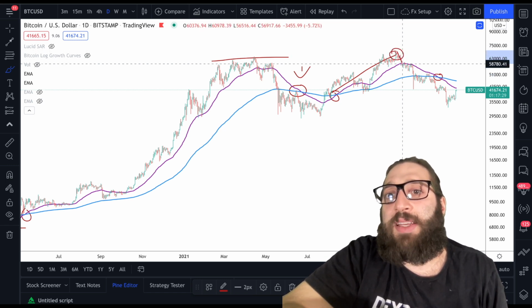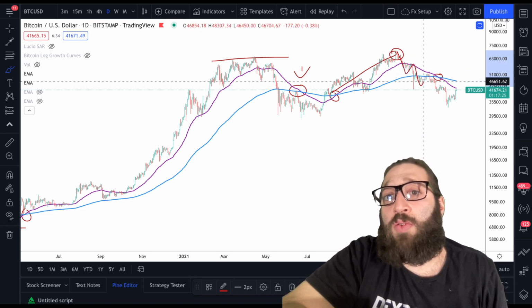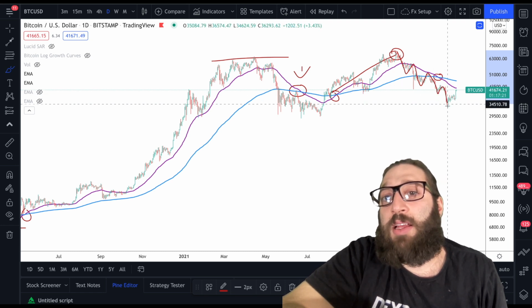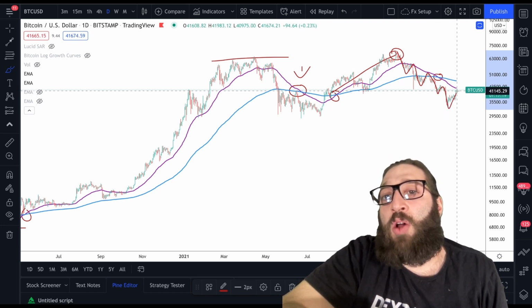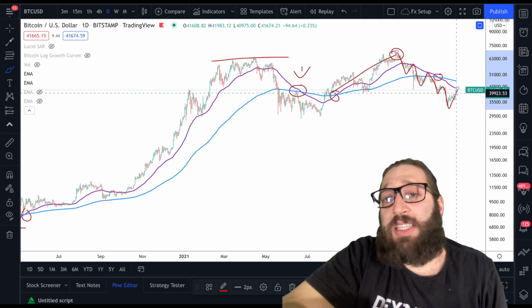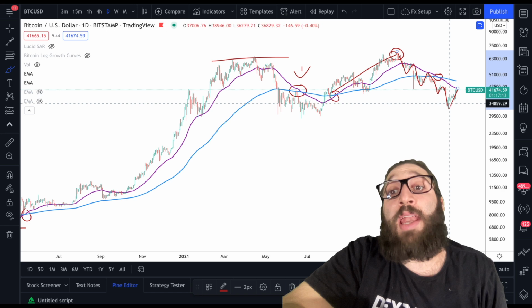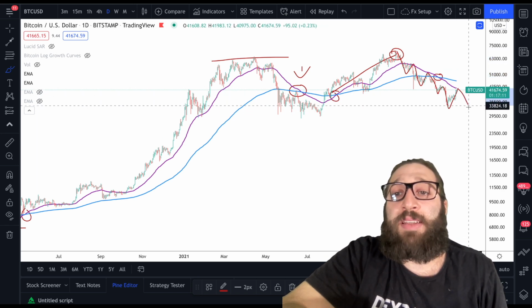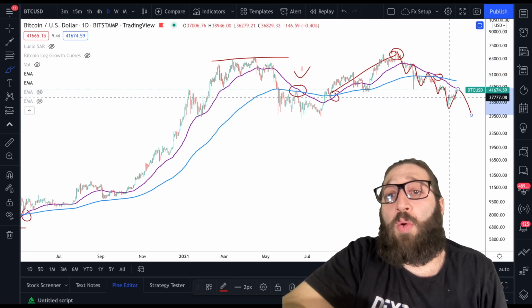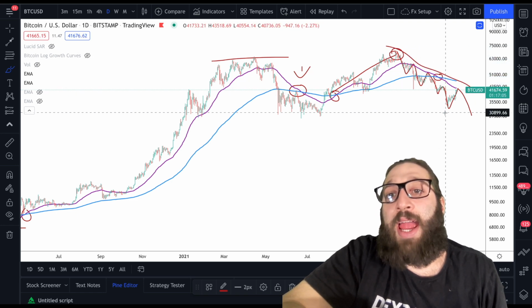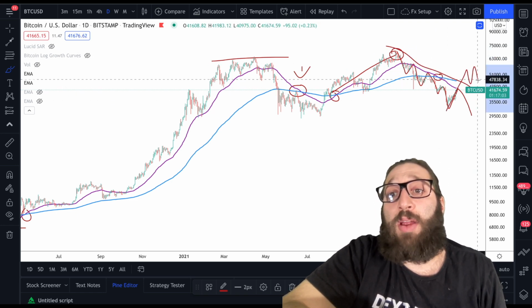So now you can see we're making lower lows, lower highs, lower lows, lower highs, lower lows, and lower highs. And Bitcoin just pumped. We had this really nice pump from Bitcoin. Is it going to be another lower high, which sets us into a lower low? Or are we going to break this trend line and reverse in price?